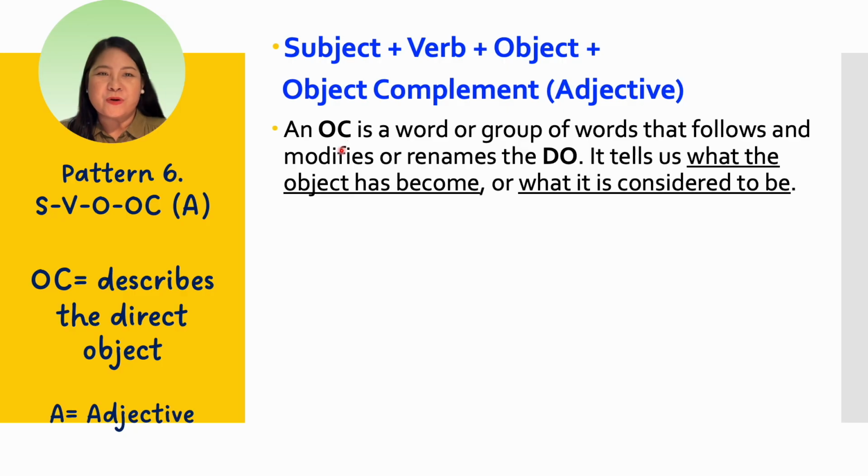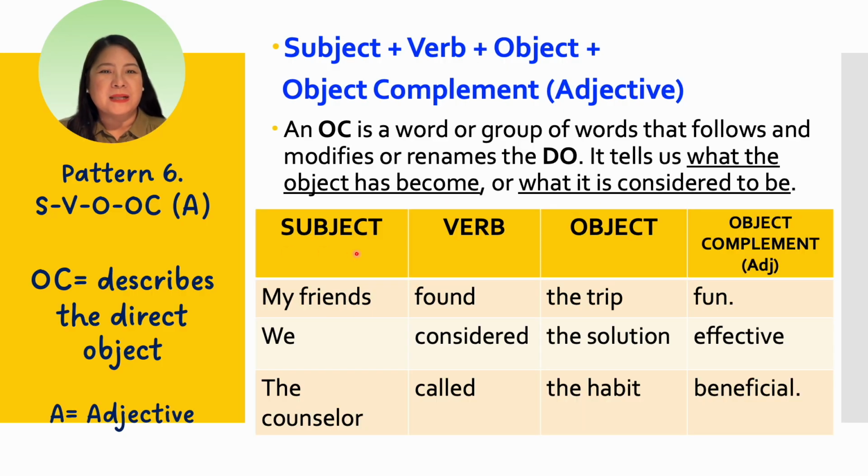Remember, an OC or object complement is a word or group of words that follows and modifies or renames the direct object. It tells us what the object has become or what it is considered to be. For example, my friends found the trip fun. So we have here subject, my friends; verb, found; object, the trip; and the object complement adjective, fun. So these words here are actually adjectives: fun, effective, beneficial. They are telling what the object has become or what it is considered to be.